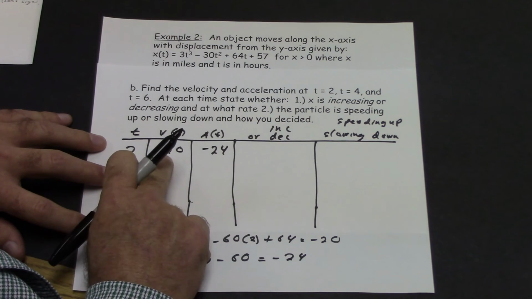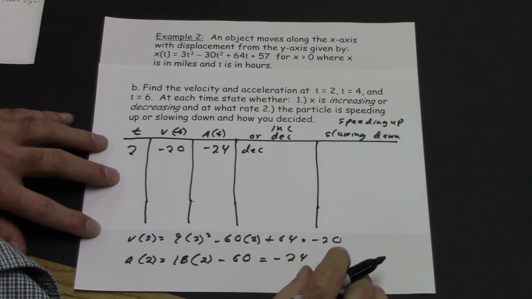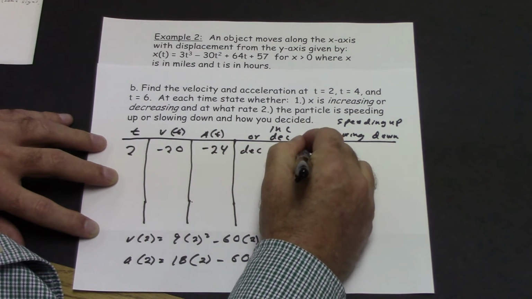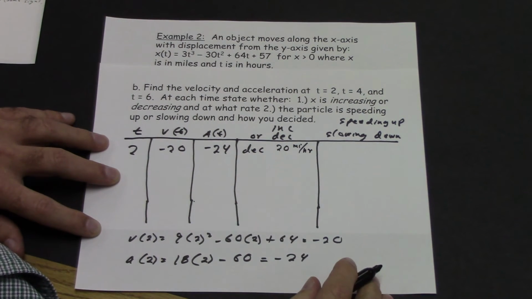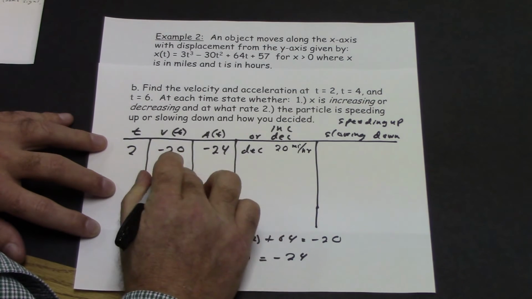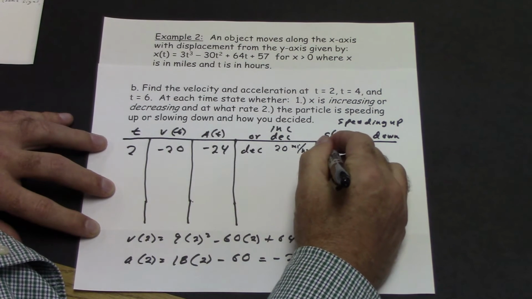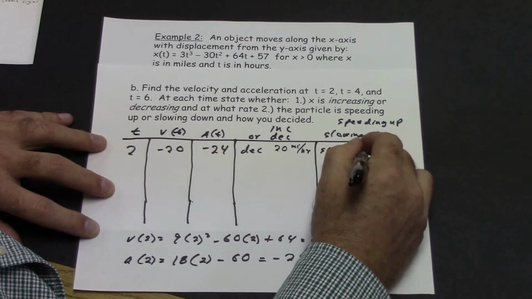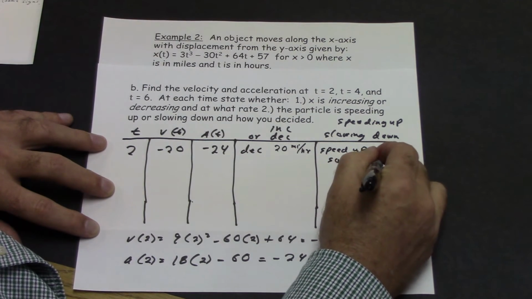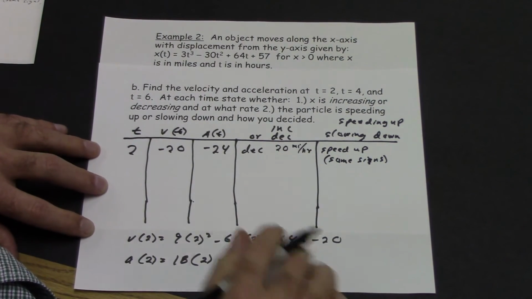Now you can see the velocity is negative, so the particle is decreasing. It's going to be decreasing at 20 miles per hour. Also you'll notice that the velocity and the acceleration are both negative. So the particle is going to be speeding up. Okay, they got the same signs. So we have to tell how we decided, right? So it's going to have the same signs.